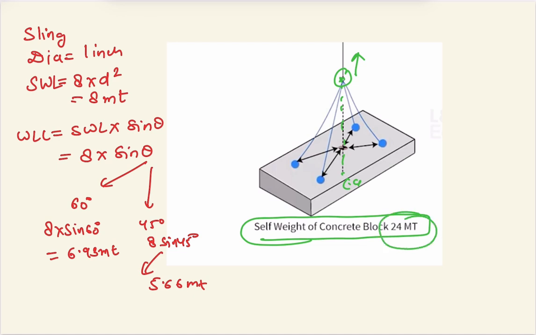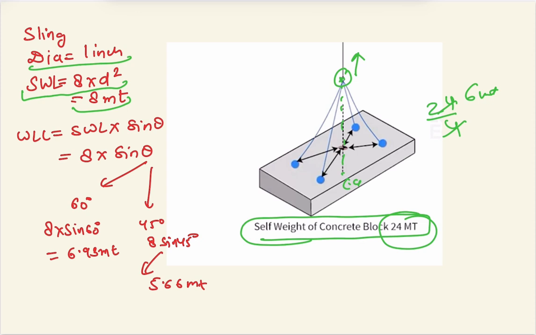If it is 24 metric ton, then on each sling, as there are 4 slings, 24 by 4, that is 6 metric ton will be the load. Suppose we are using a 1 inch diameter sling. Okay, diameter is 1 inch. Then SWL is equal to 8 into d square, 8 into 1 into 1, 8 metric ton.